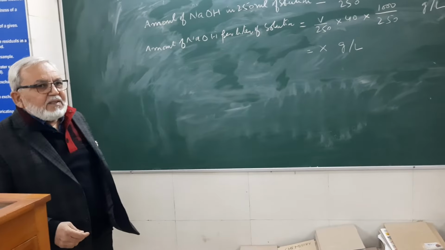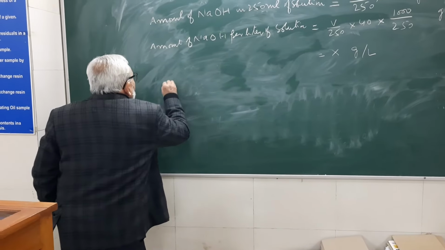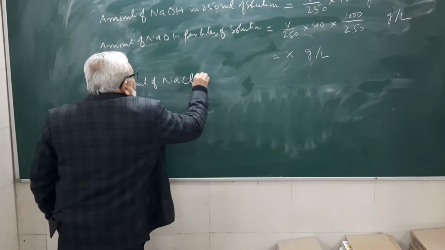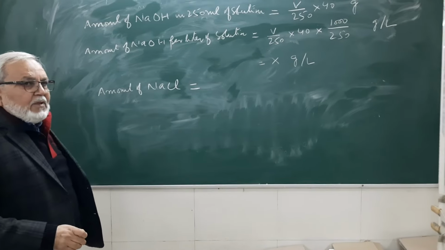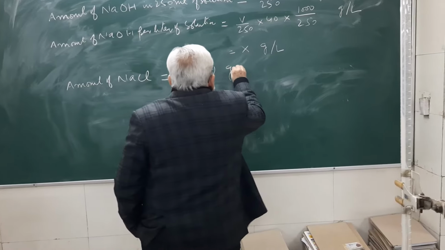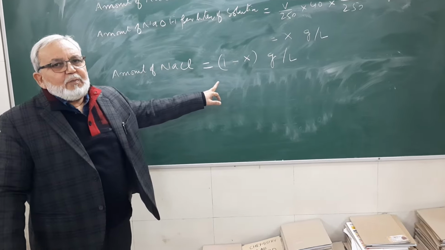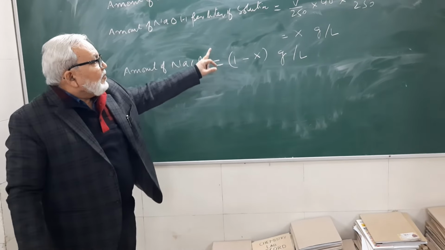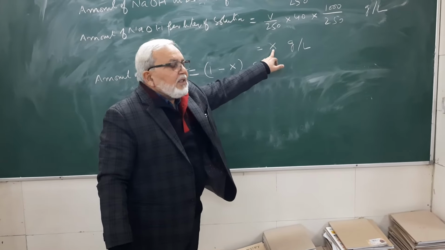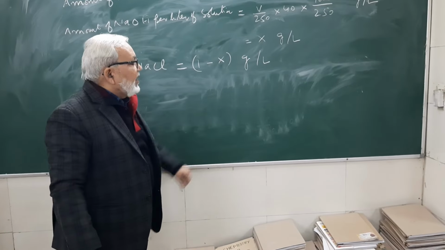We can also get the amount of sodium chloride by this. Amount of NaCl will be equal to 1 minus X grams per liter. One is because we have taken 1 gram of the mixture. So in 1 gram of the mixture, the amount of sodium hydroxide is X gram per liter. So this will be 1 minus X gram per liter.